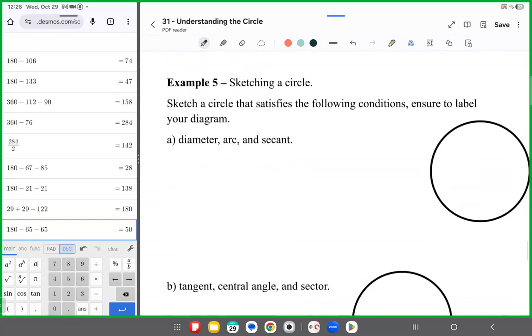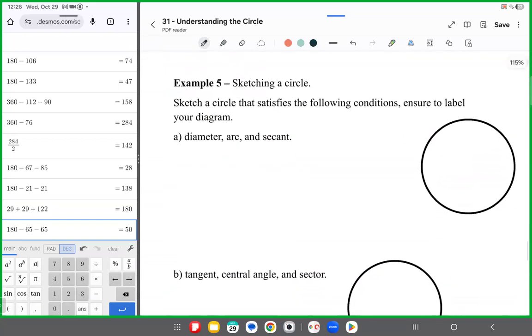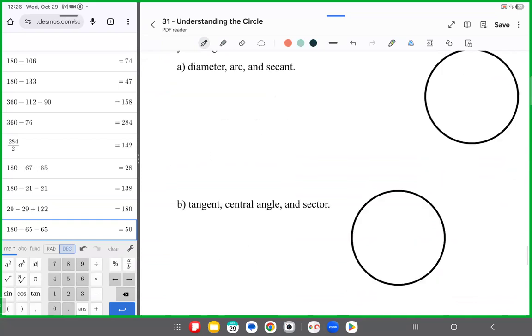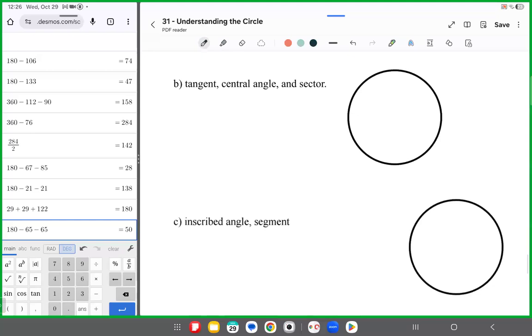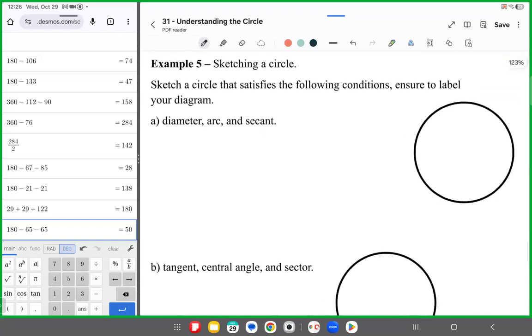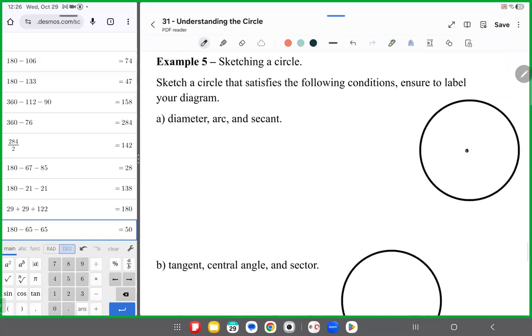Okay, so example 5, we're going to actually sketch what these things look like. So we're going to sketch a circle that satisfies the following conditions, and it just has various things for us to worry about. Okay, so let's have a look. So for example A, we need a diameter. So we'll draw the middle of the circle. So this will be our diameter. We'll put in this color. I should probably just write out the word. We need an arc.